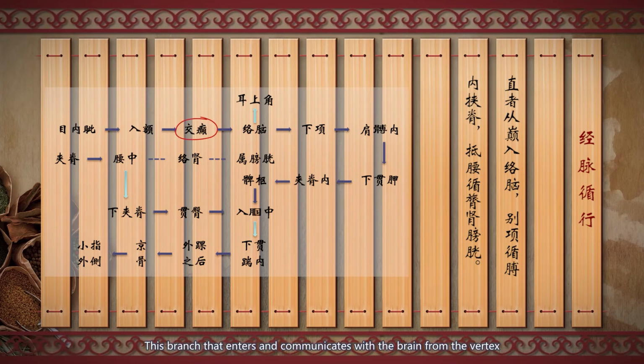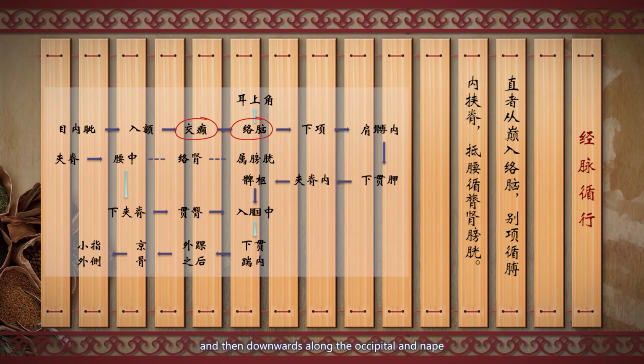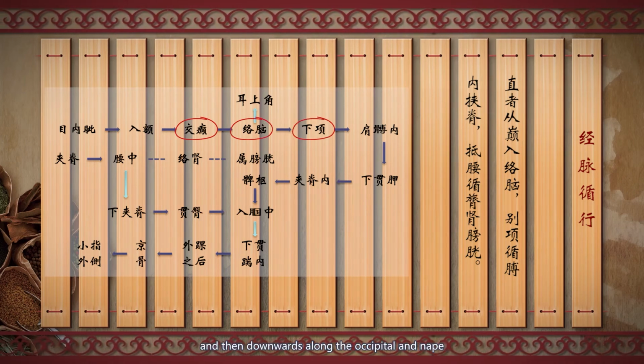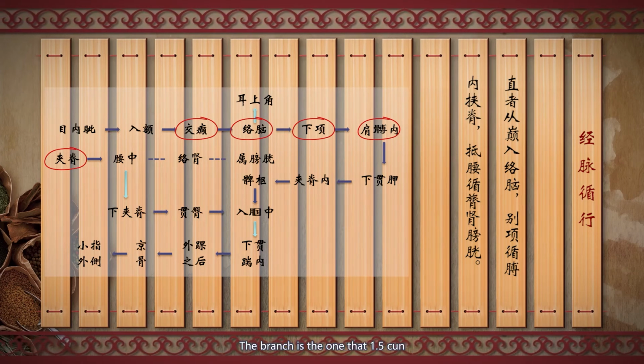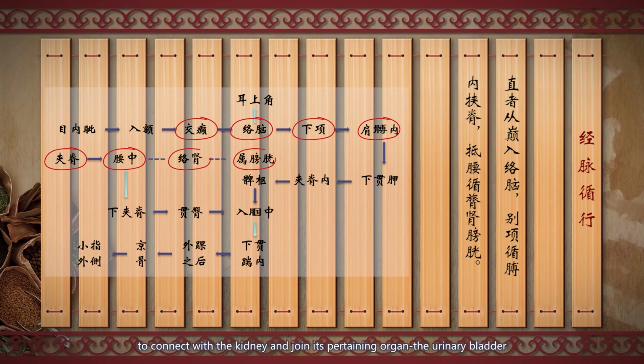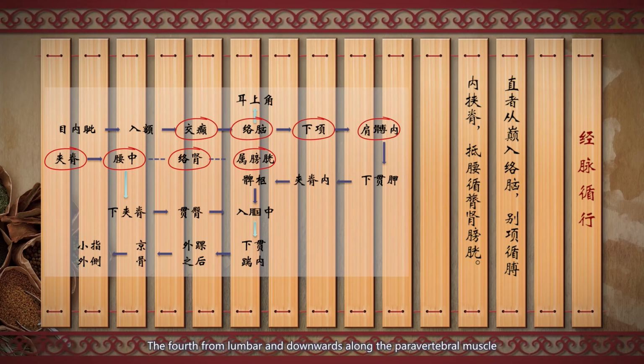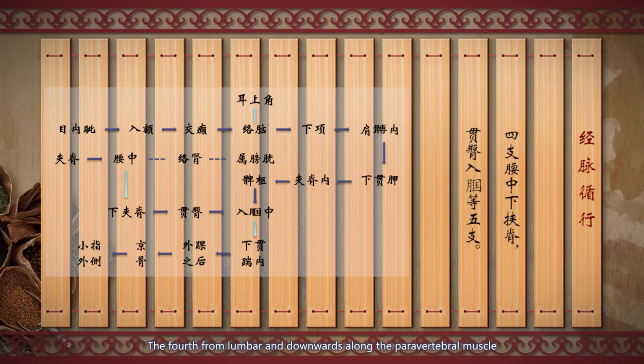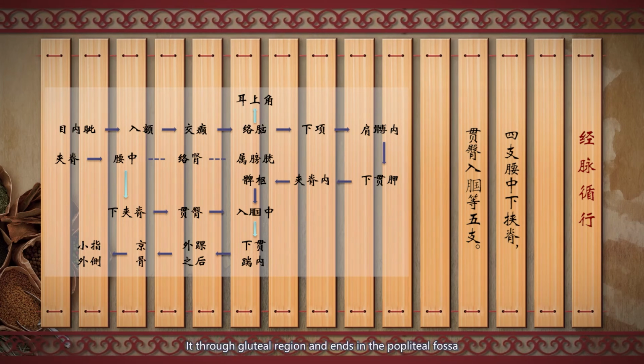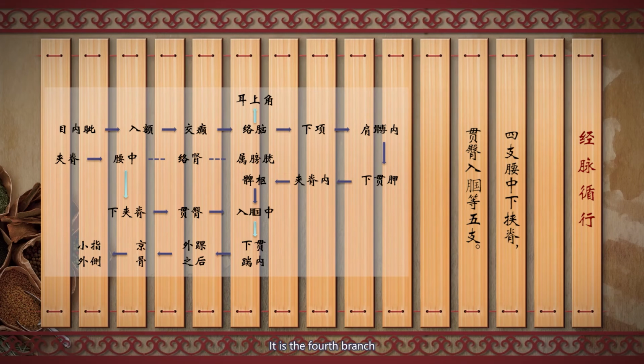The branch enters and communicates with the brain from the vertex, and then goes downwards along the occipital region and nape, passes through the medial side of the scapular region, and then goes down along the side of the spine. The branch is 1.5 cun away from the posterior midline on the diagram we just learned. Then it reaches the lumbar region where it enters the body cavity to connect with the kidney and join its paired organ, the urinary bladder. This is the third branch. The fourth goes from the lumbar region downwards along the paraspinal muscle, through the gluteal region, and ends in the popliteal fossa. It is the fourth branch.